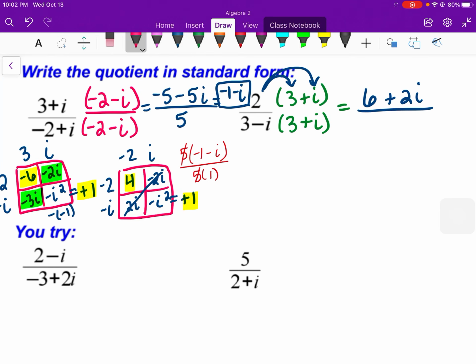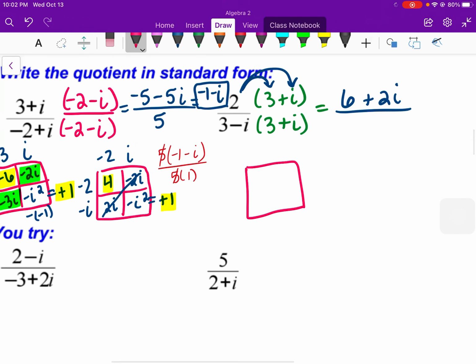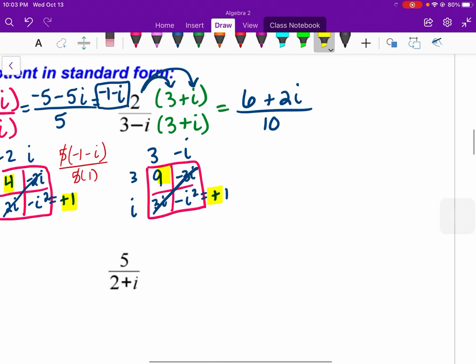You do need to multiply out the bottom. However, if you remember, conjugates do multiply specifically where the middles cancel, so you could just do the outsides. 3 times 3 is 9. i times negative i is negative i squared, and that's going to equal positive 1. Because in the middle, you're going to get negative 3i and then positive 3i, which equals 0. So you can ignore that essentially. So 9 plus 1 is going to give me 10 on the bottom.